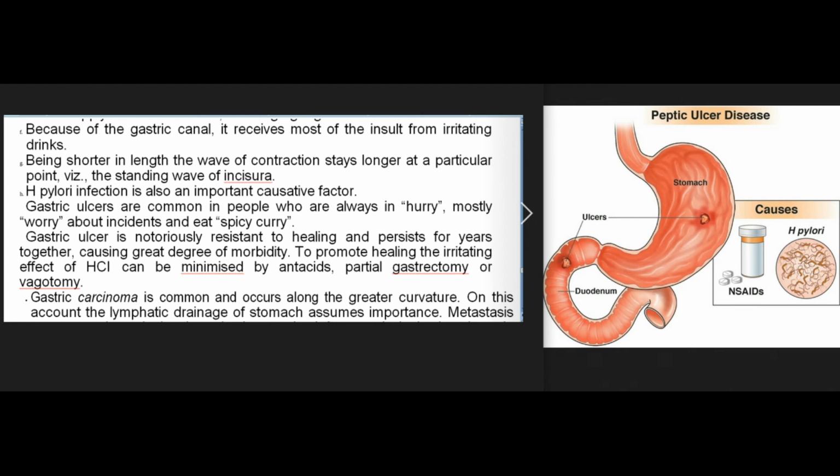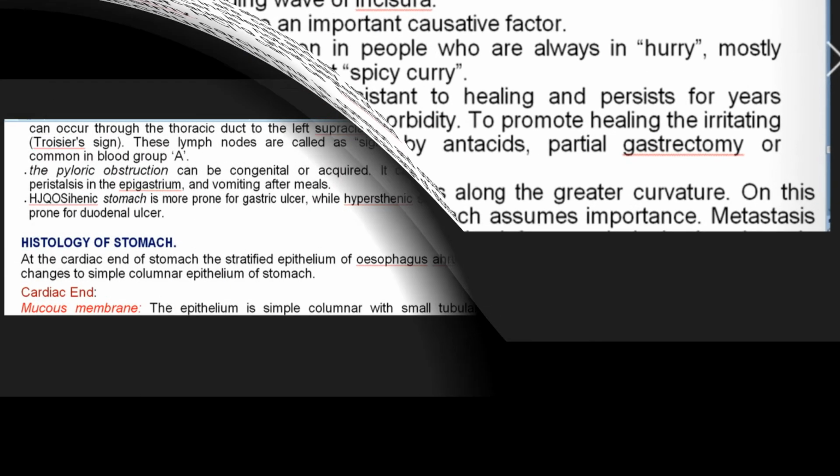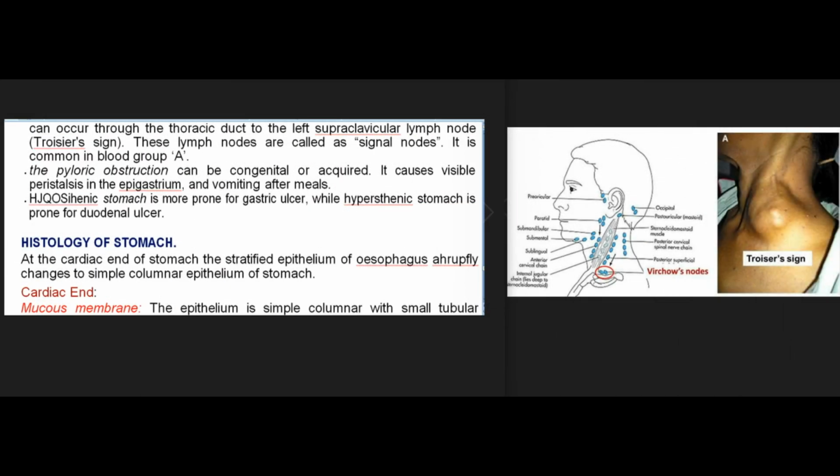To promote healing, the irritating effect of HCl can be minimized by antacids, partial gastrectomy, or vagotomy. Gastric carcinoma is common and occurs along the greater curvature. On this account, the lymphatic drainage of the stomach assumes importance. Metastasis can occur through the thoracic duct to the left supraclavicular lymph node, Troisier sign. These lymph nodes are called signal nodes. It is common in blood group A.